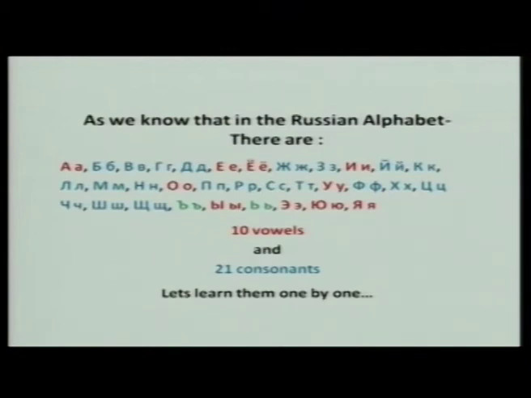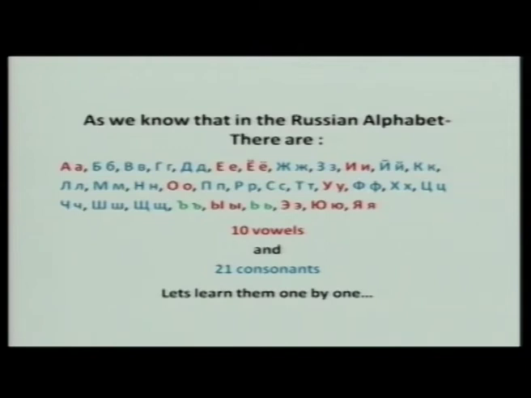Dear learners, as we already know, in the Russian alphabet there are 33 letters. Let us repeat them once again. They are A, B, V, G, D, Ye, Yo, Zh, Z, I kratkoye, K, L, M, N, O, P, R, S, T, U, F, Kh, Ts, Ch, Sh, Shch, hard sign, Y, soft sign, E, Yu and Ya.